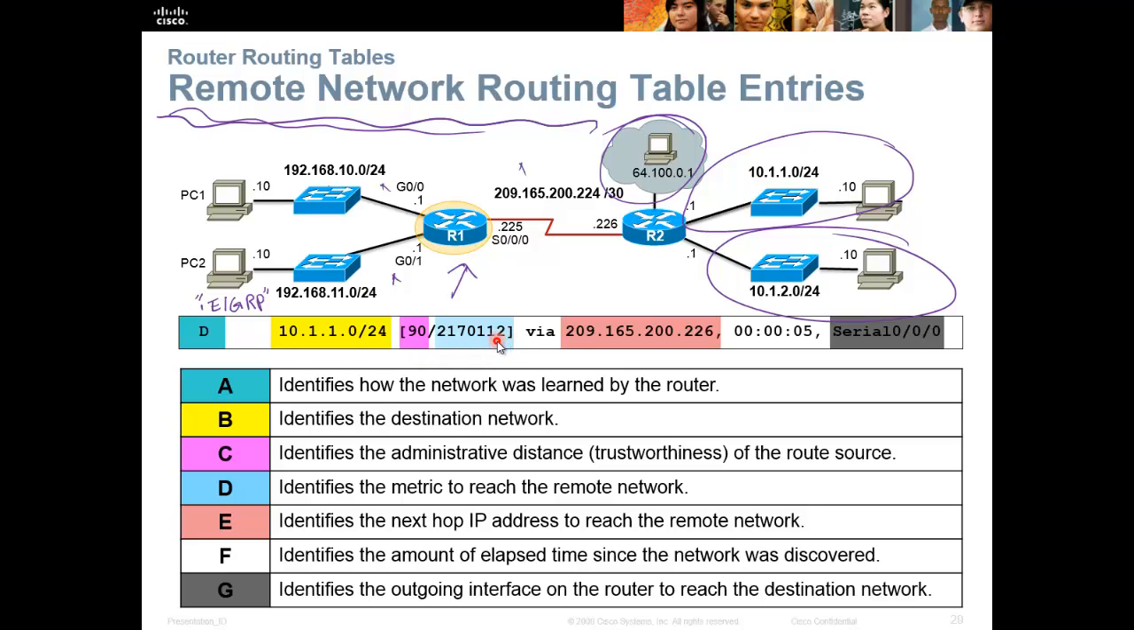The second parameter, which is this number, identifies the metric. The metric is like a distance to the remote network. How far is the remote network? Again, lower is better. Via means which interface you are going to use. This is the next hop address to reach the remote network. And the last part is how long it has been since the router learned about this route.